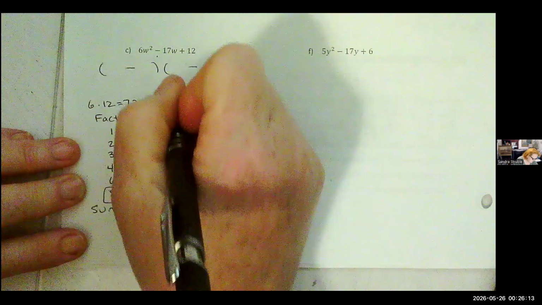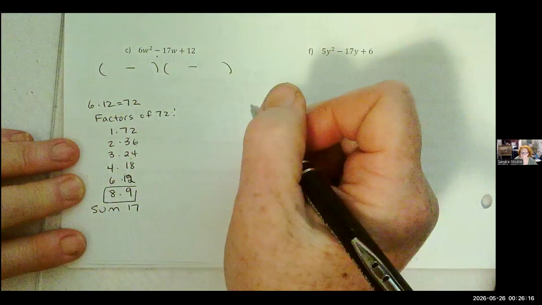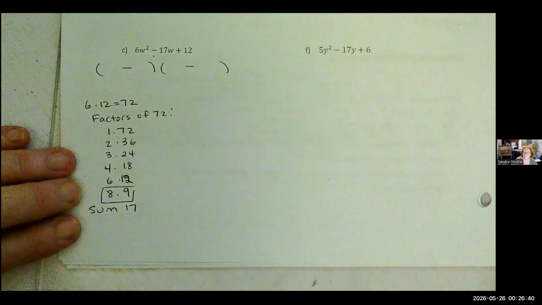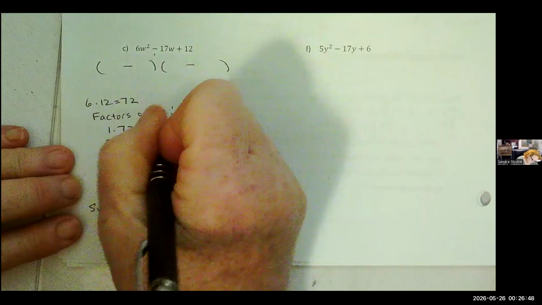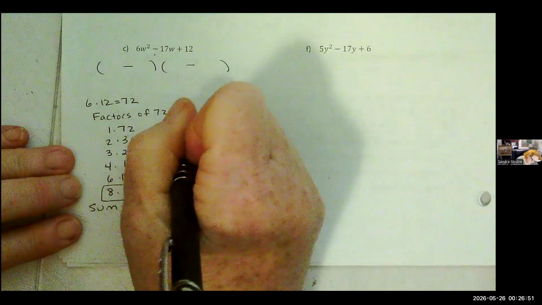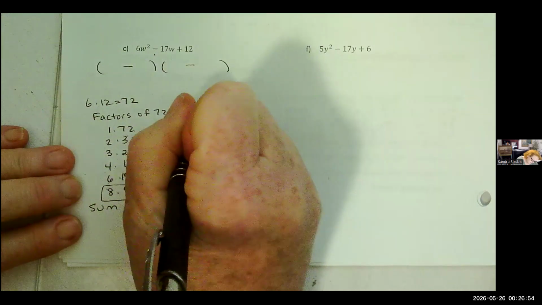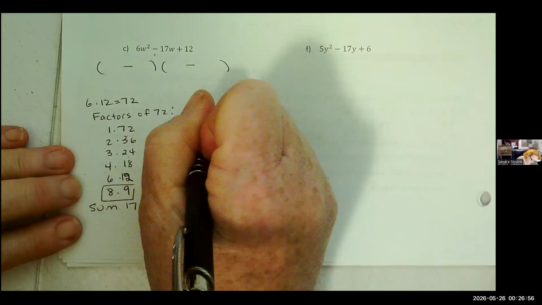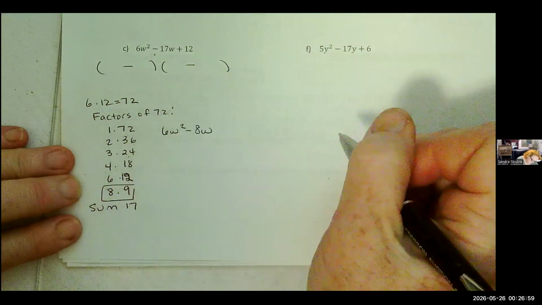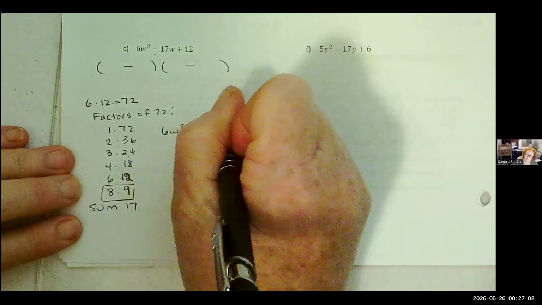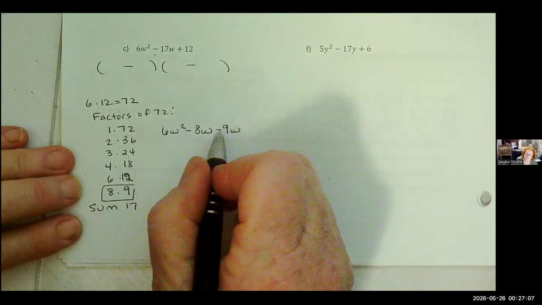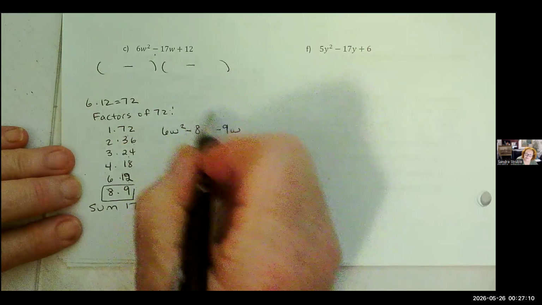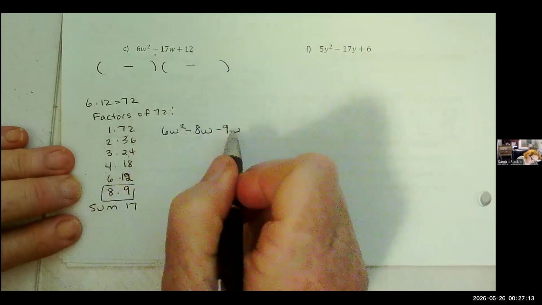Bear with me just a second. Okay, how we write this is we write 6w squared minus 8w minus 9w. Why do I do that? Why do I do minus 8 minus 9? Because negative 8 minus 9 is negative 17. You add them together and keep the sign, and then plus 12.